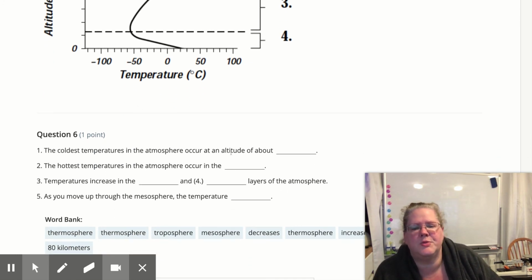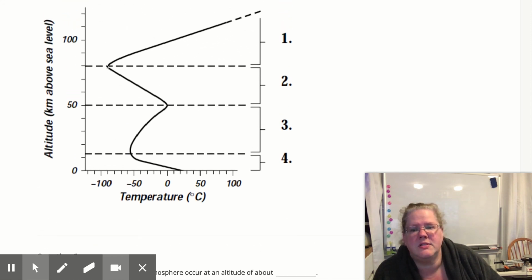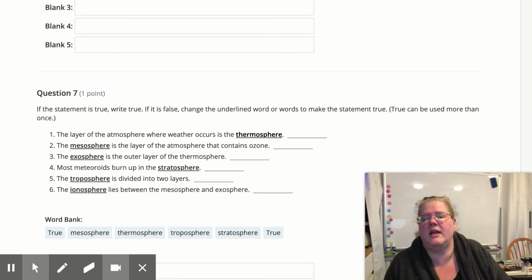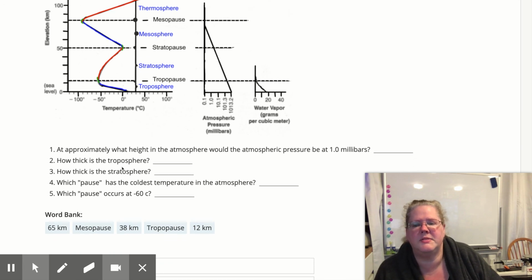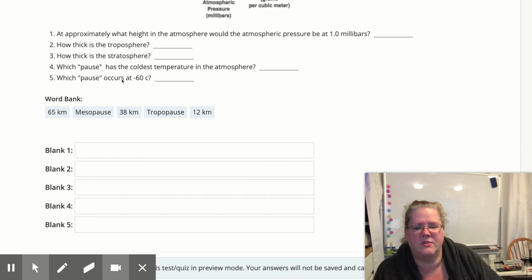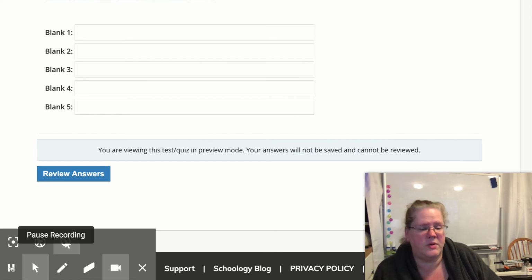So which is the coldest temperature occurs at an altitude of about what? So you're looking for the coldest. It's right there. Estimate that is 50, 60, 70, 80. At about 80 kilometers is going to be the coldest temperature because it's the farthest to the left. And a positive 100 is much warmer than negative 100, right? All right. A few more questions. Same set of graph, more information about it, where I'm starting to ask for thickness. I'm starting to ask what pause occurs at -60. So again, you have to read some graphing information. If you have questions, as always, ask.